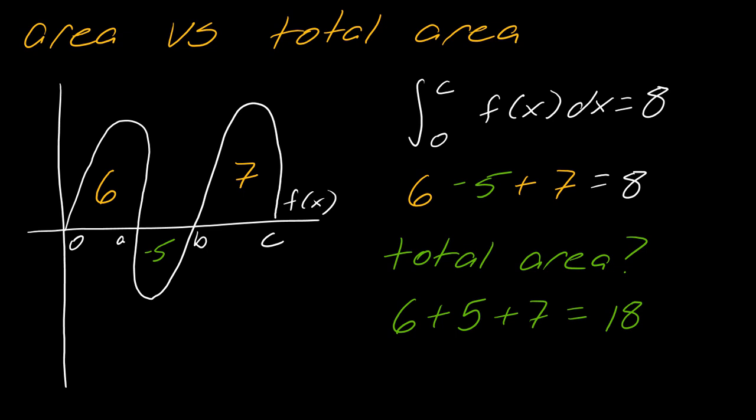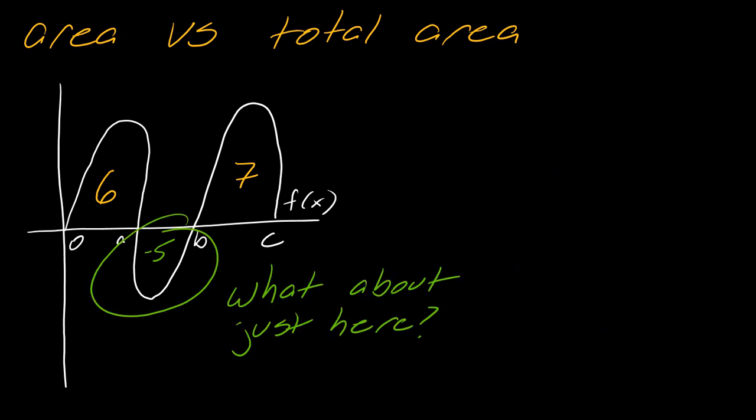So the word total area is telling you that you need to take the absolute value for this. And total area, as you can see, can be a little tricky to calculate, because if you have a graph that's going up and down and up, then you are going to have to calculate the area of this part, and this part, and then add them up like I just did here. So it can be a little bit tricky.